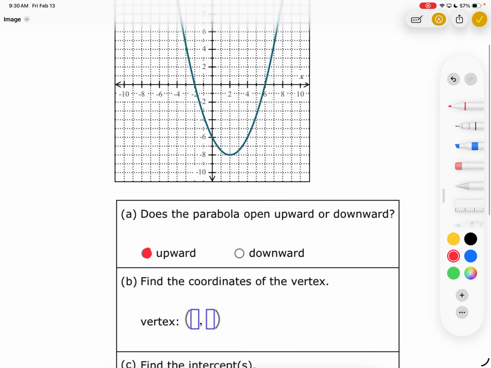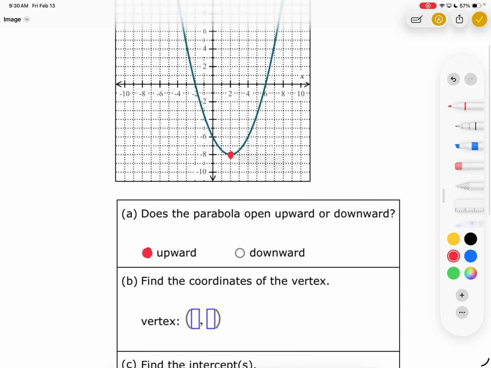Find the coordinates of the vertex. The vertex is where it changes direction, where there's like a stopping point. So it changes direction right there. So this would be at 2, negative 8.